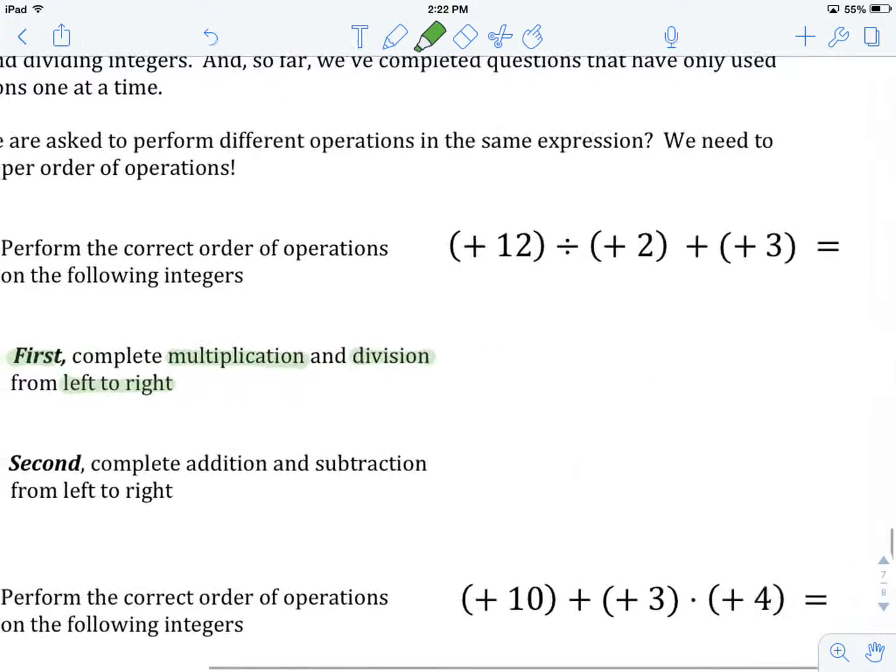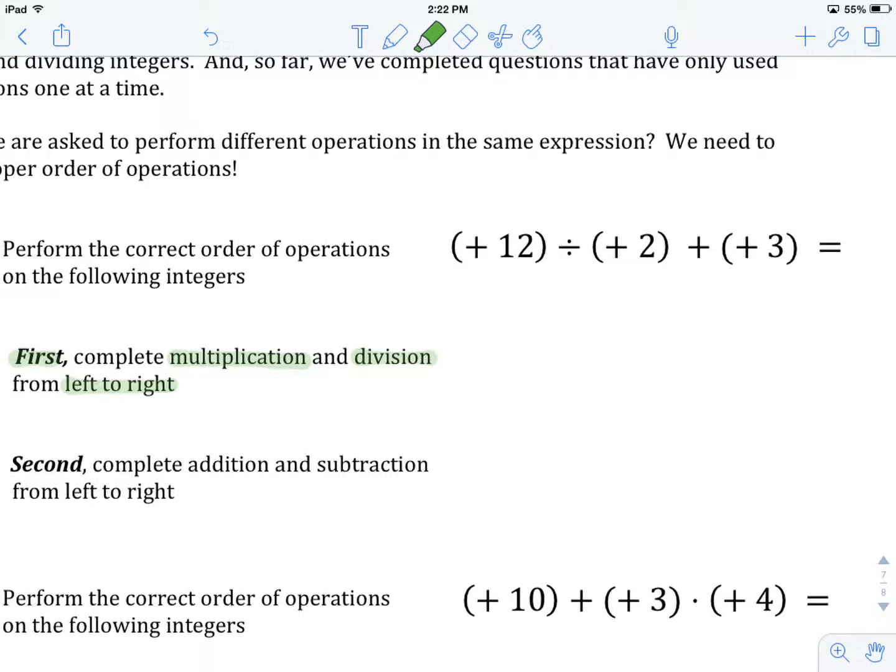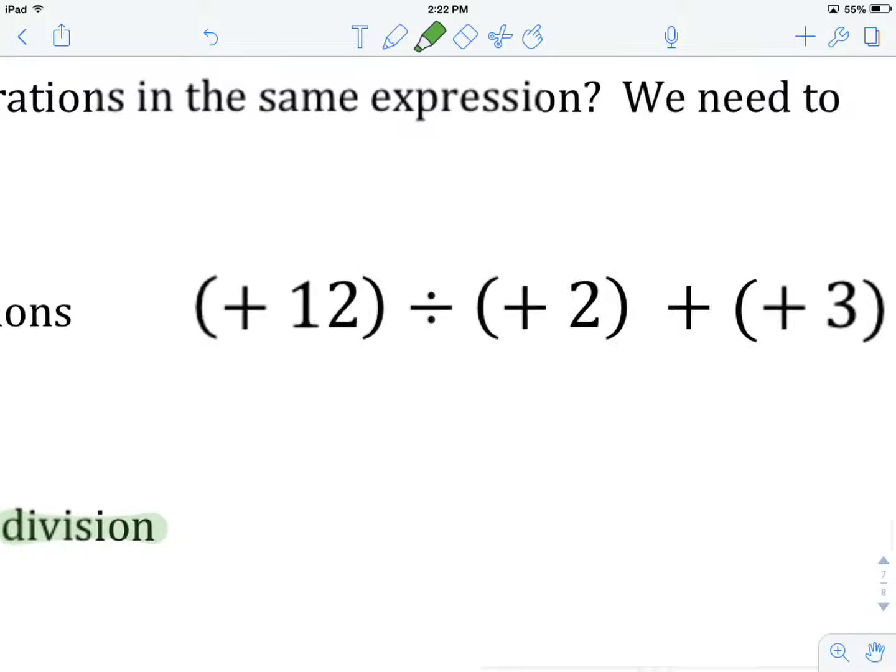Positive 12 divided by positive 2 plus positive 3. So if I look at these first two terms, I'll just put a little line under them here. These first two terms, I ask myself, do they contain division or multiplication? And I can see that it does. It contains division. So I'm going to do this before I do any addition or subtraction that follows it.